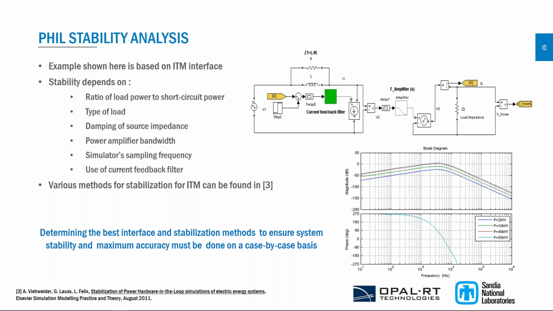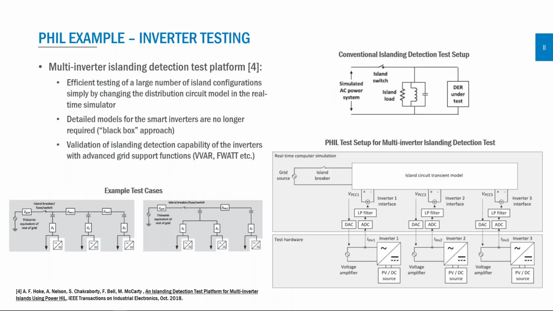There are different methods of stabilizing this kind of system, which can be found in the references. One thing I also want to emphasize is that determining the best interface and stabilizing methods to ensure system stability and maximum accuracy must be done on a case-by-case basis. Even if you see a paper and think it will work, you have to do this kind of analysis before you jump into that type of system.